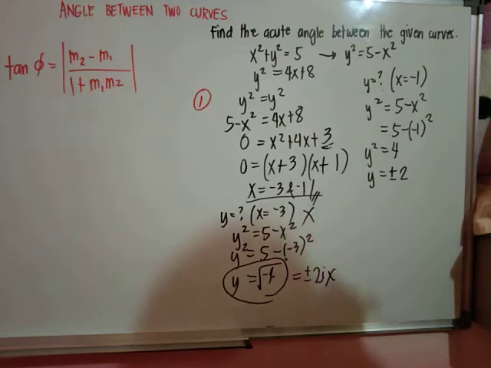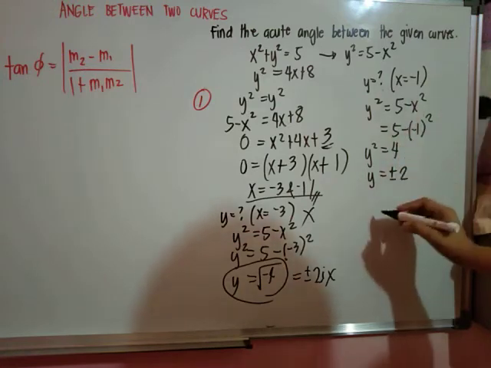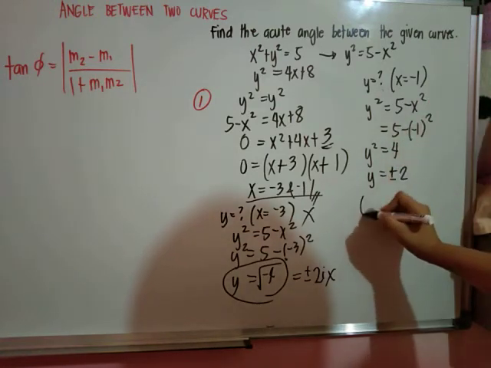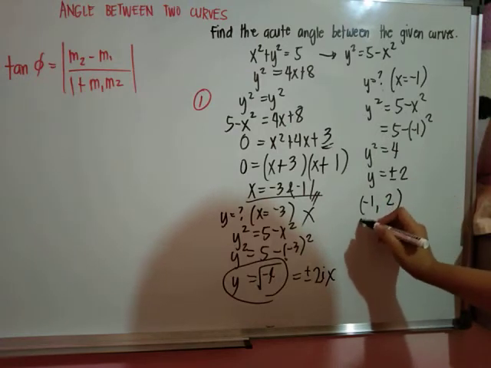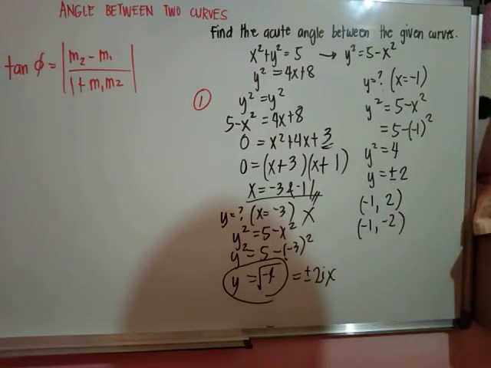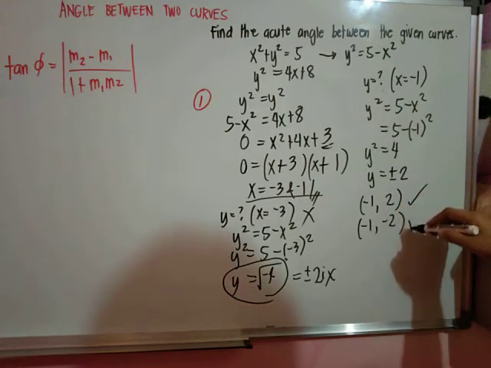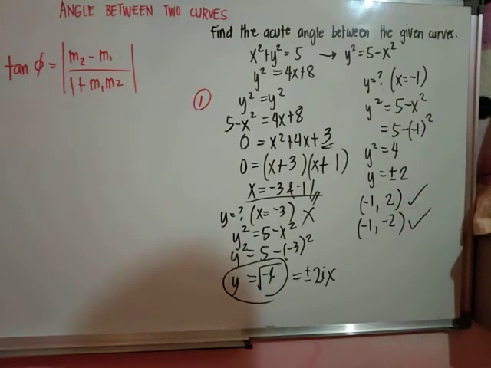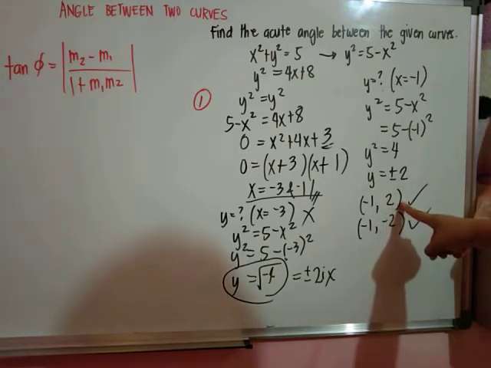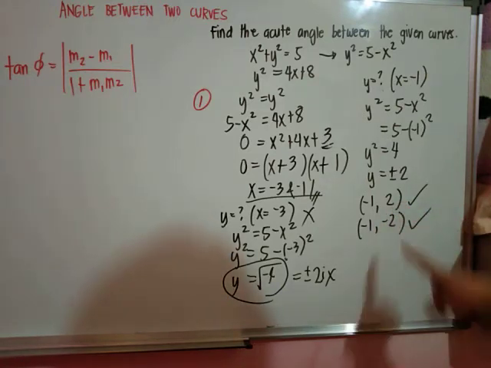So, dito, ibig sabihin pala, ang point of intersection is negative 1 and 2, and then negative 1 and negative 2 yung magiging point of intersection natin. So, bali dalawa yung point of intersection. So, kahit alin dun sa dalawa yung gamitin, pareho lang yung magiging sagot. Try natin. So, una, ito yung gamitin nating point of intersection.